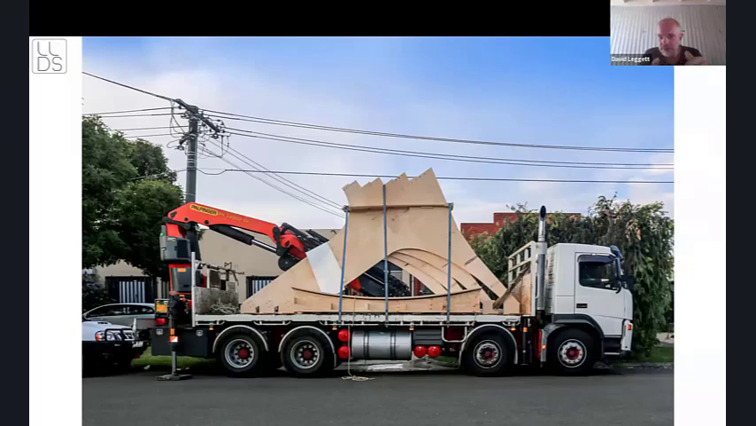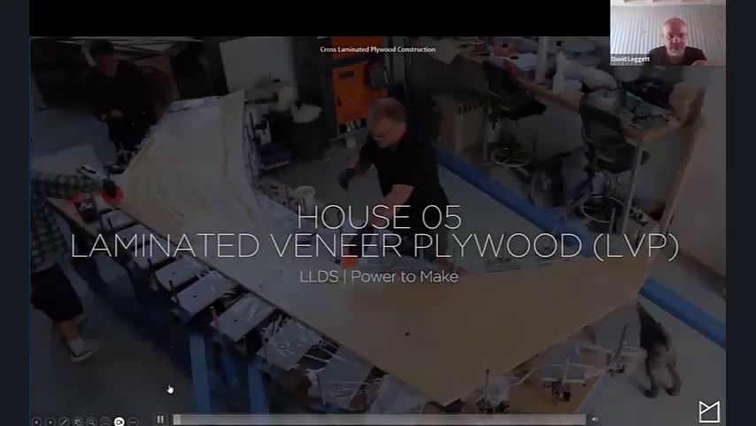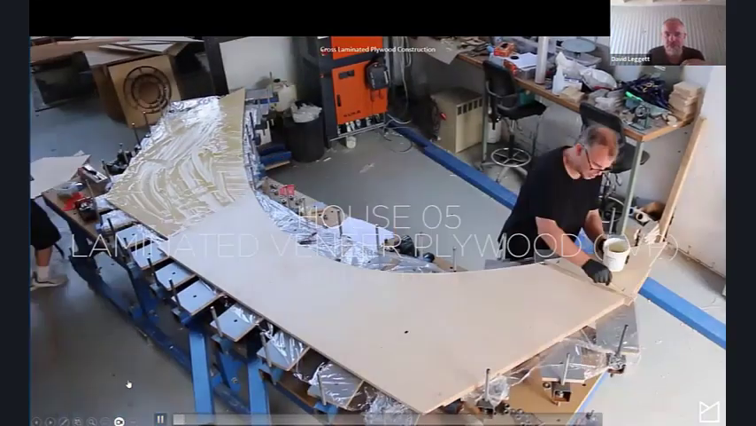So here are those front 4 columns already. Luckily, we found this amazing crane driver who had this crane truck, so we could lift them on at our workshop, 10-minute drive to the site, and lift them into place. And let's just show you the overview.